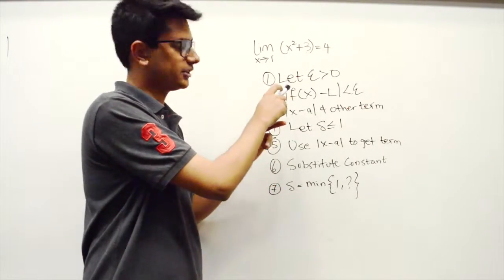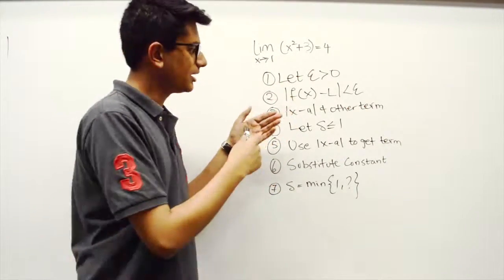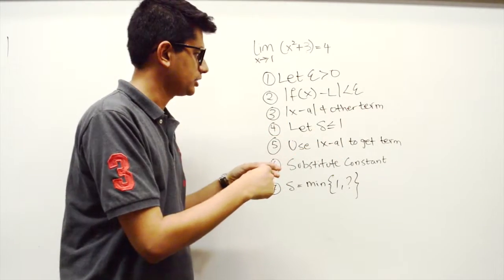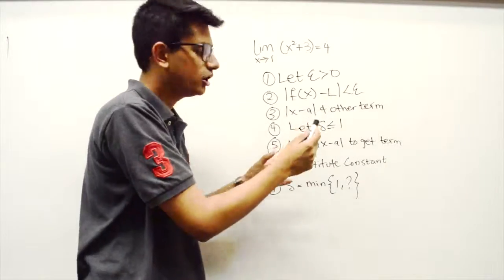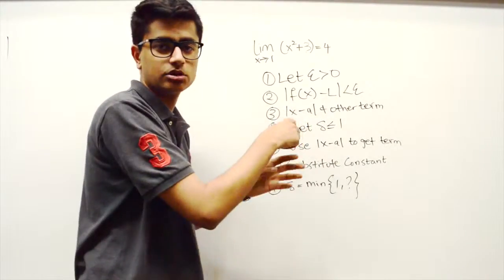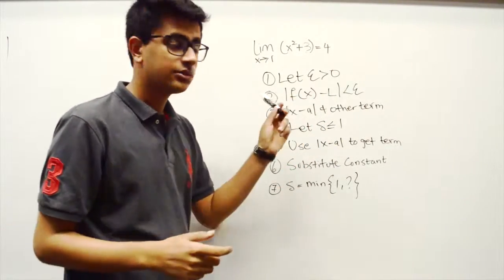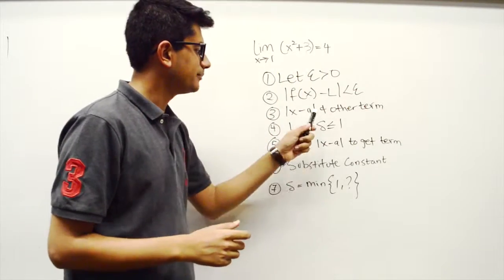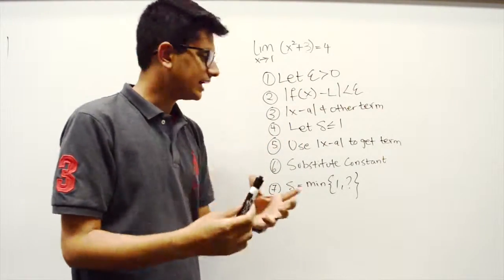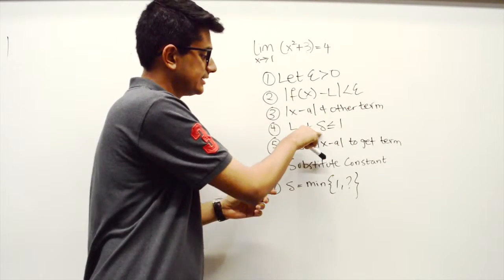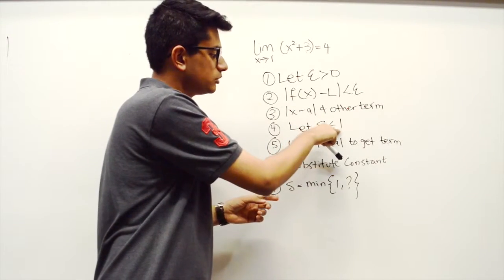You let epsilon be greater than 0. You do the same process of |f(x) - L| < epsilon. And you start reducing, trying to get this |f(x) - L| to look like |x - a| is smaller than some expression. But as you'll see when I solve this example right up here, there's also this other term that you'll get. With that other term, you have to let delta be smaller than or equal to 1.